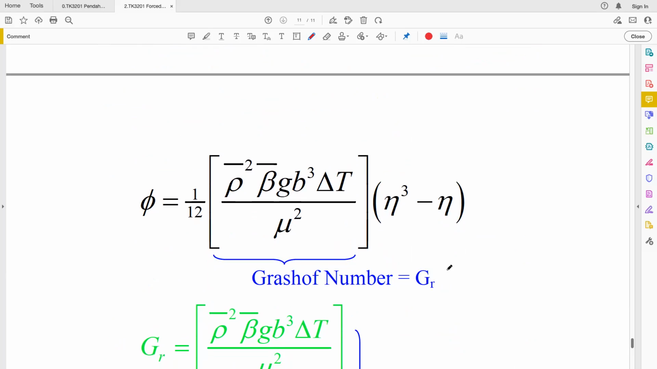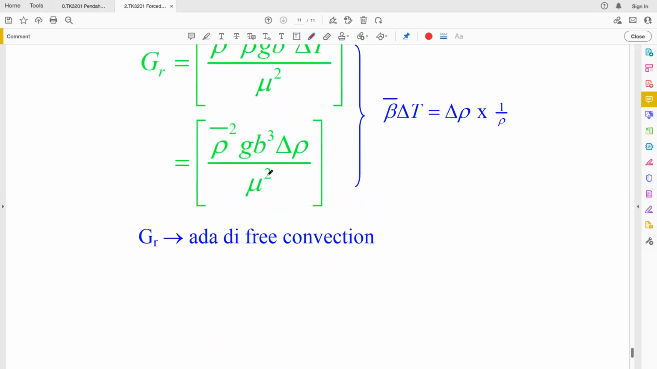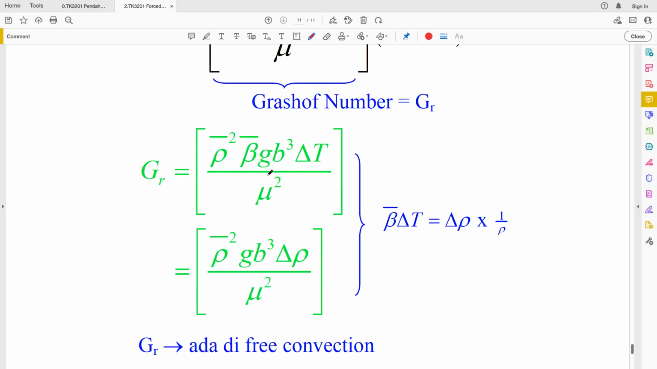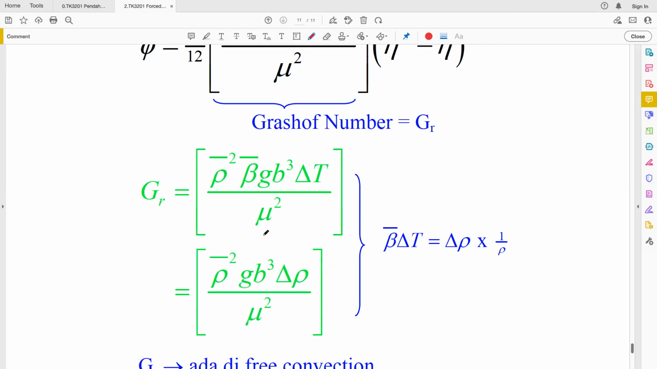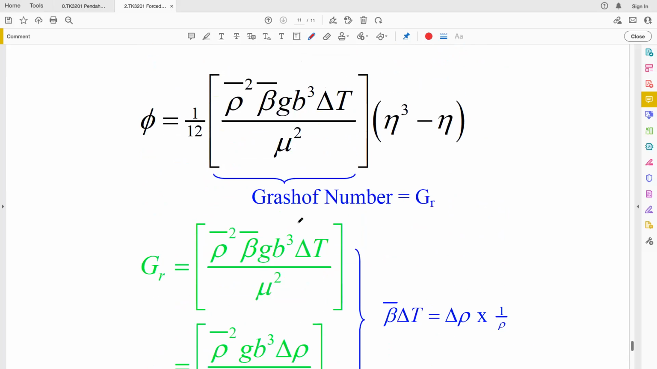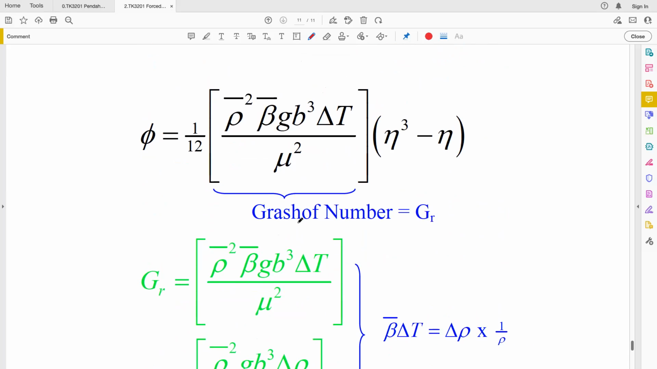Okay, so that's why in free convection I said that it would be a function of the Grashof number and the Prandtl number. This is the Grashof number, which is a function of the delta T, and also the beta on the top, and also the rho. So in free convection you need to consider the Grashof number to get the temperature difference, and also the velocity that is caused by the difference of the density.